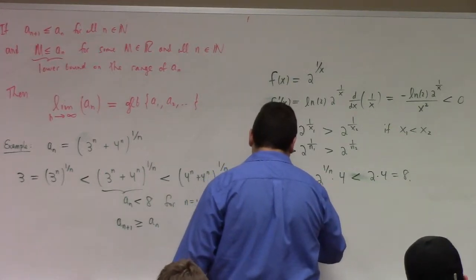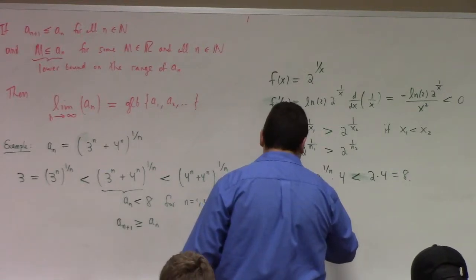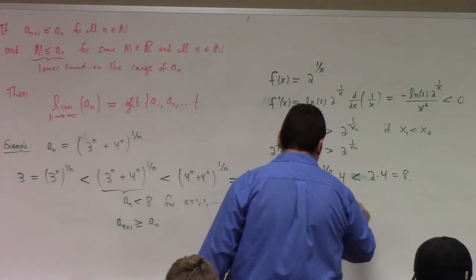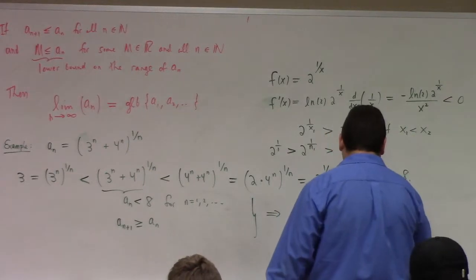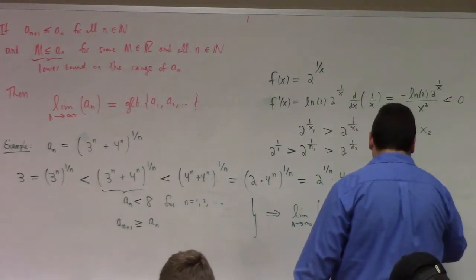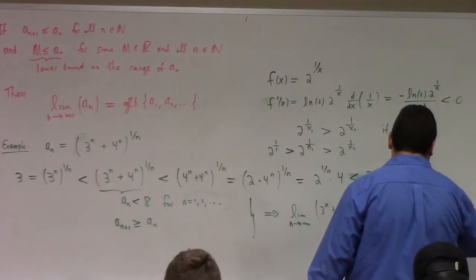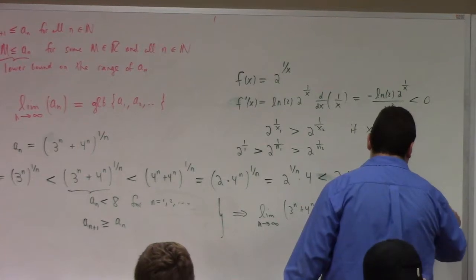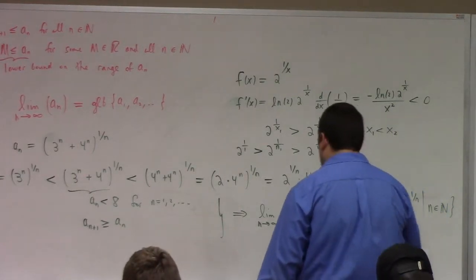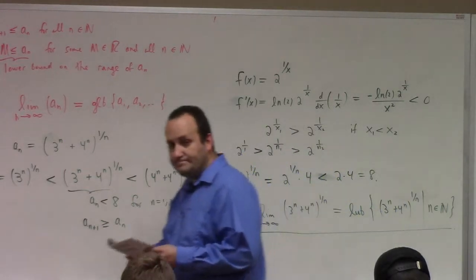Right, so the limit as n goes to infinity of 3 to the n plus 4 to the n, to the 1 over n, is equal to the least upper bound of this set. Now, if you don't mind, I'm going to be lazy and not calculate the least upper bound directly because it seems like a pain to me at the moment.